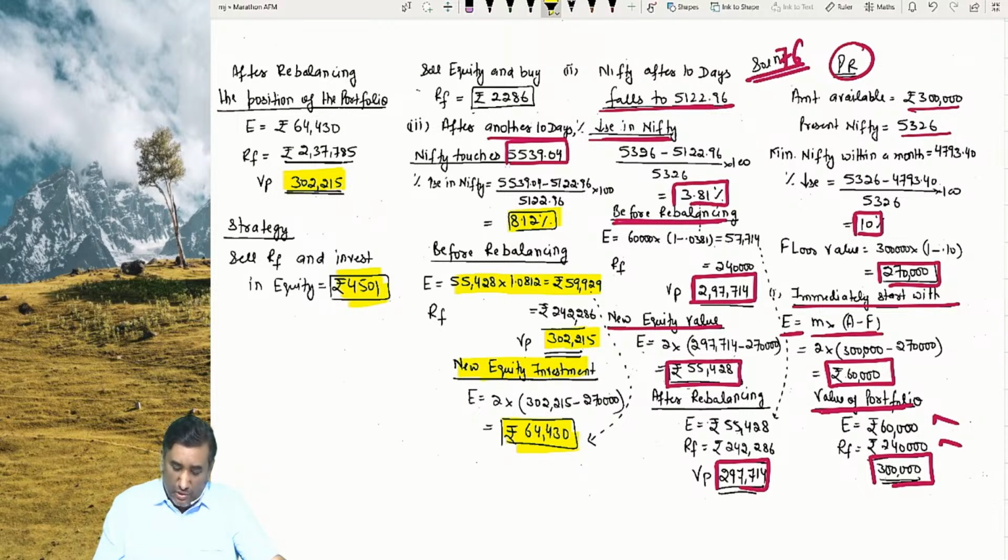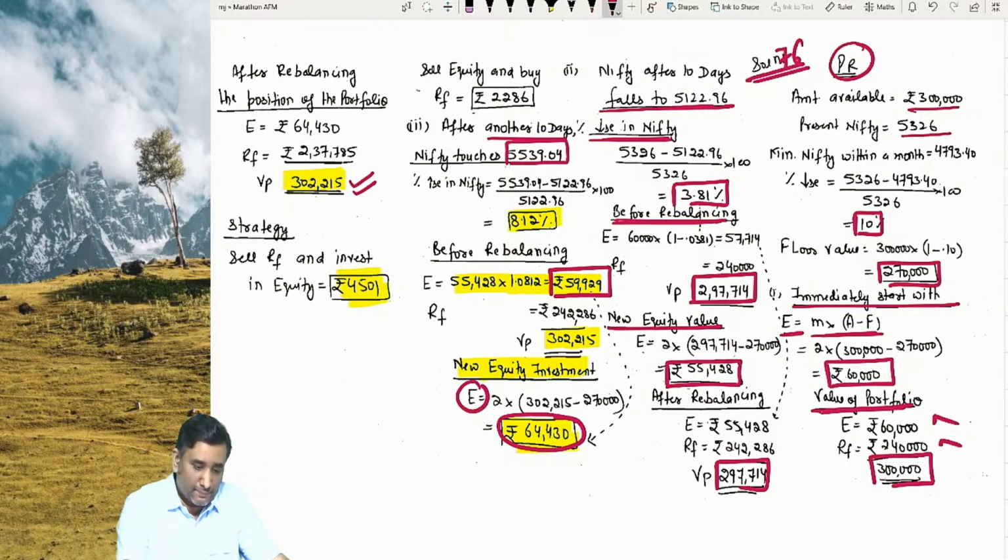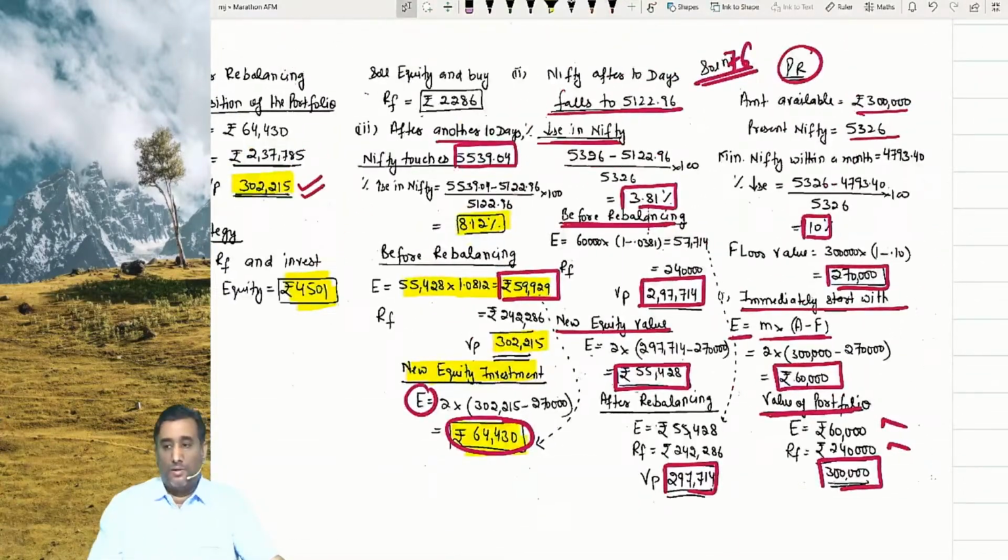So what happens is, before rebalancing, find out the value. Then you have to find what should be the equity value. Before rebalancing, your equity value was 59,929. After rebalancing, your equity value would be equal to 64,430, and you shift your money from the risk-free to equity. Fine. That was portfolio rebalancing.